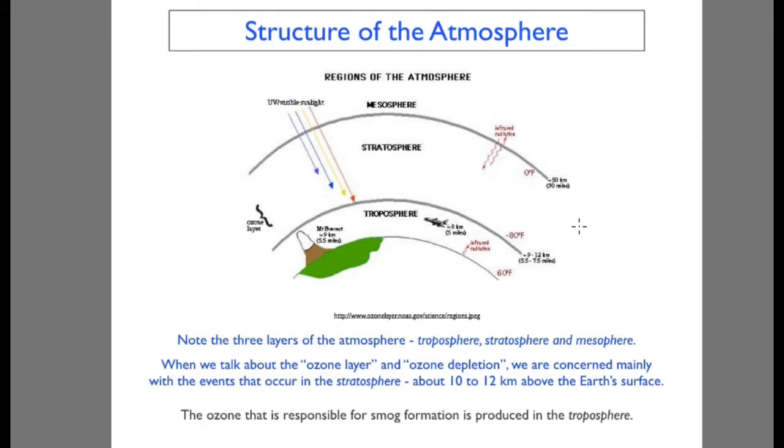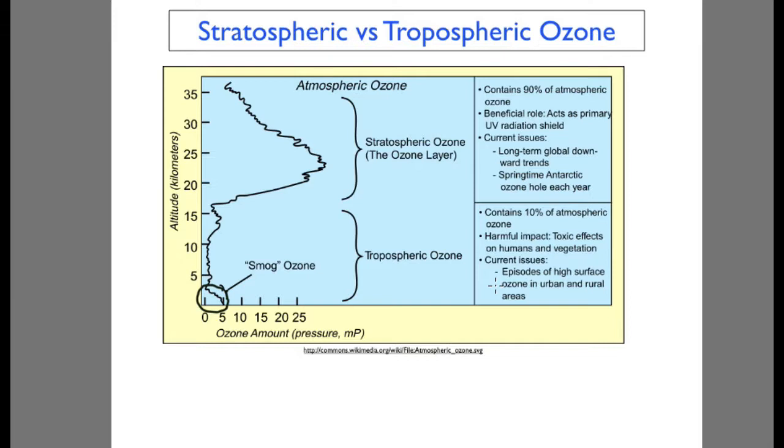We're not talking about the ozone that is responsible for smog formation that's produced lower down in the troposphere. You can see here the little hill of smog ozone that we produce in the troposphere. It's about 10% of atmospheric ozone. It has harmful impacts, toxic on humans and vegetation, and the high episodes of ozone do occur in urban and rural areas.